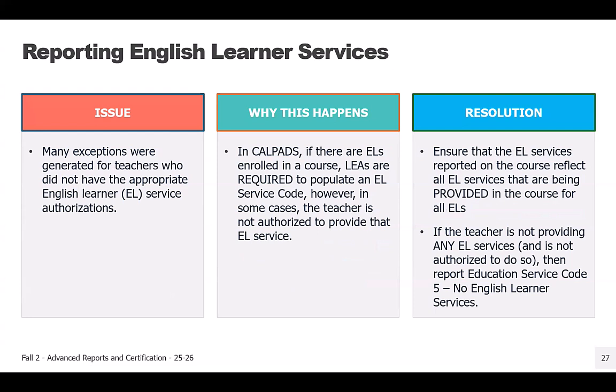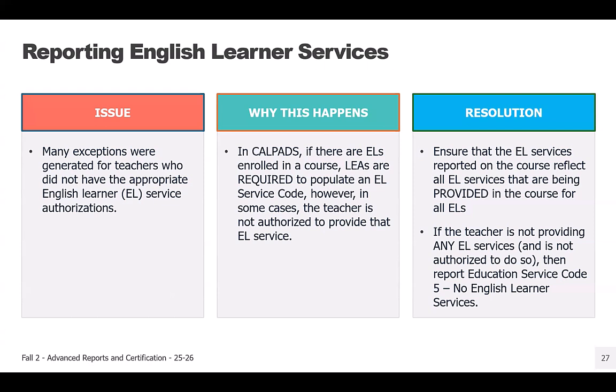Okay, so another area is the English learner services. Many exceptions were generated for teachers who did not have the appropriate English learner service authorizations. Basically what happened was in CalSAAS, if there are ELS students enrolled in a course section, LEAs are required to populate an EL service code. However, in some cases, the teacher is not authorized to provide that EL service, and that causes that exception.